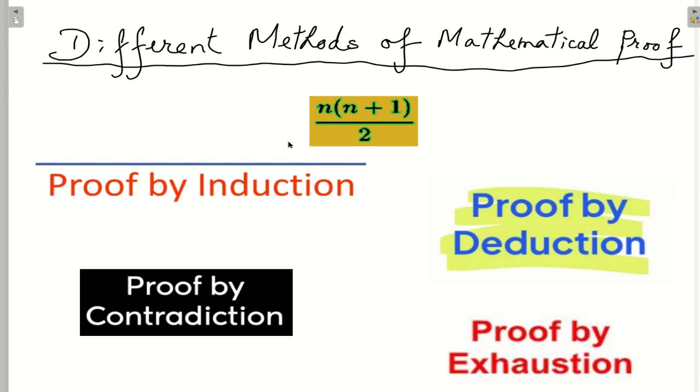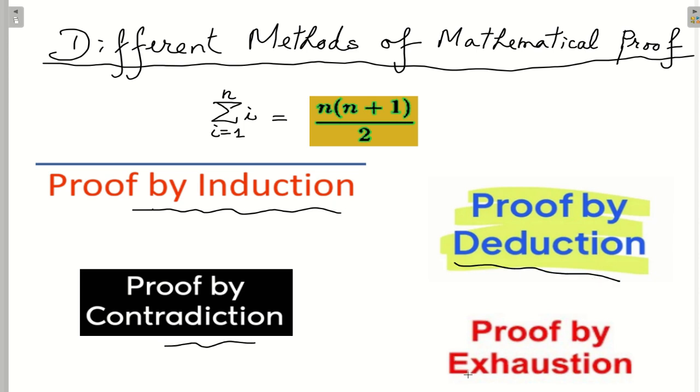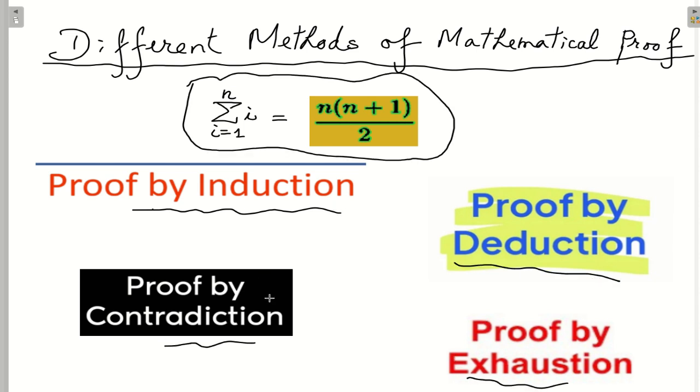Today I will show you how to use the different methods of mathematical proof to prove that the summation of i equals 1 to i equals n of i is equal to n multiplied by n plus 1 over 2. We can prove by induction, deduction, contradiction, or exhaustion. We can use different proving methods depending on what statement we want to prove.